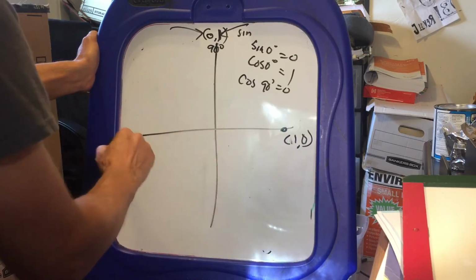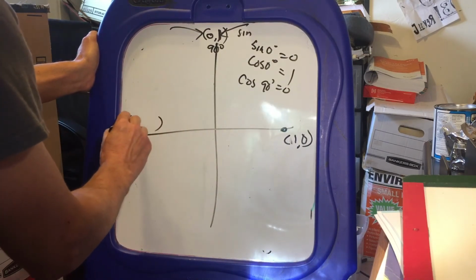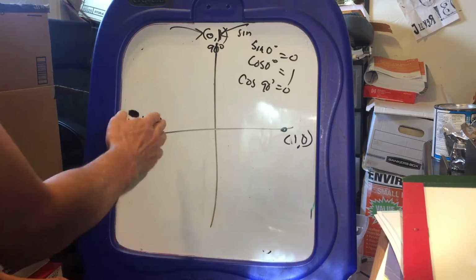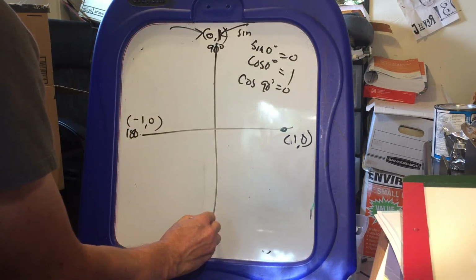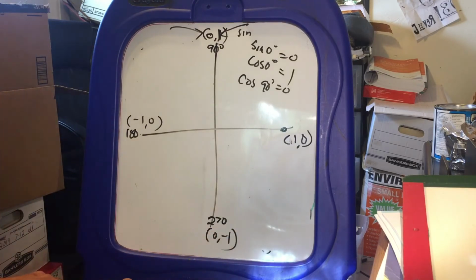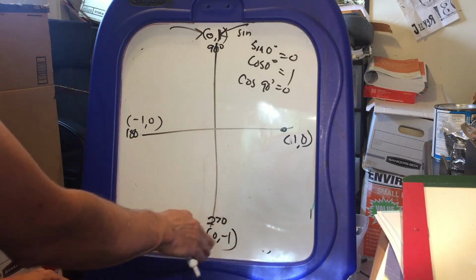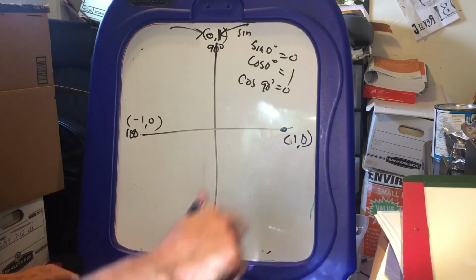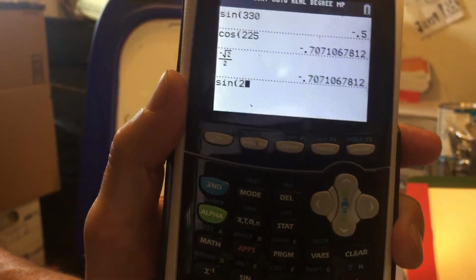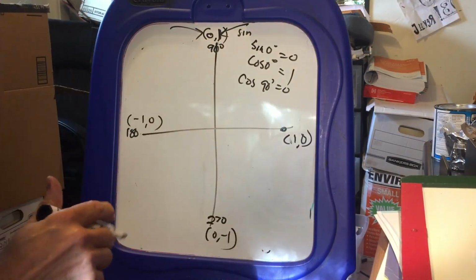180. The coordinate there, what is it? Negative 1, 0, right? So what's the cosine of 180? Negative 1. My video's still working? Yeah. What's the sine of 180? 0. Okay, 270. 0, negative 1. What's the cosine of 270? 0. What's the sine of 270? Negative 1. You don't believe it? You just use a calculator. Those are easy ones. So sine of 270, if you're in degree mode, negative 1, right? That's the sine, the second number.